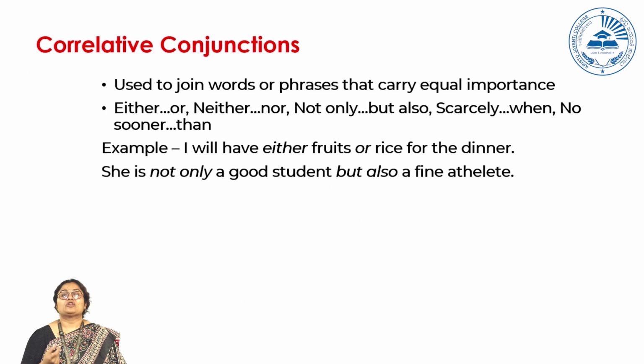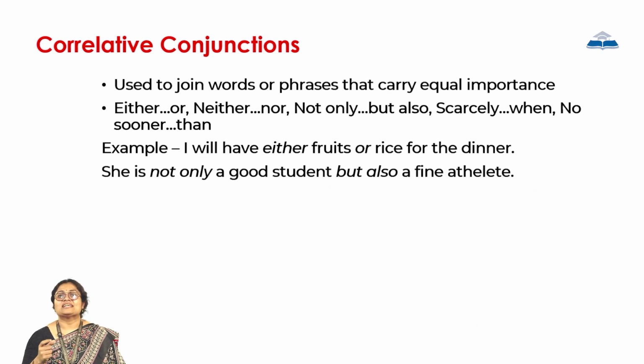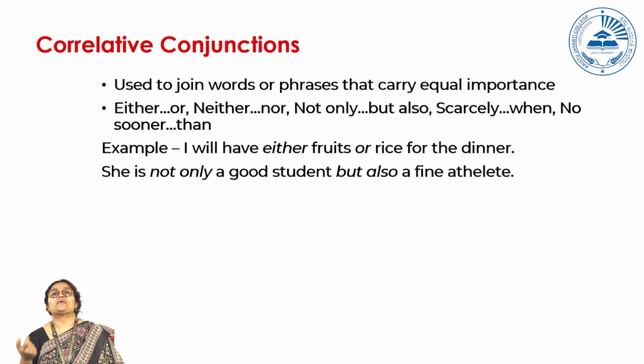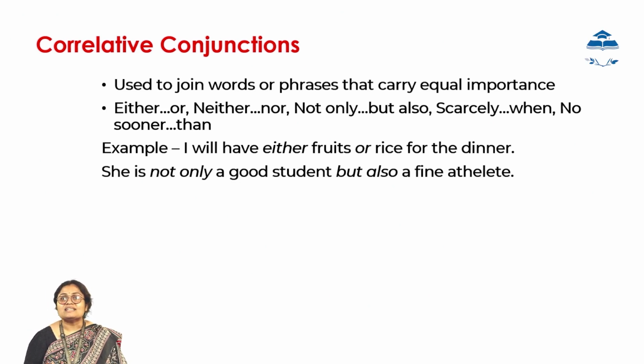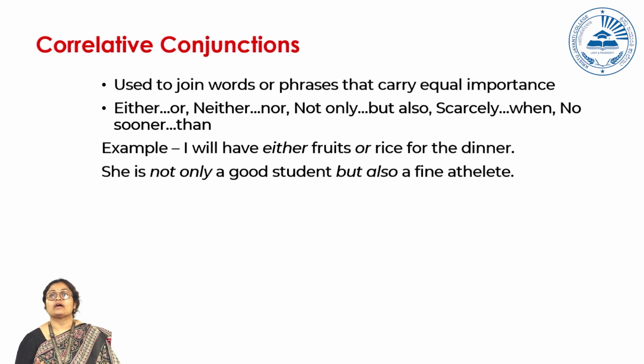So here the combination either or is used to connect two words, fruits or rice. And these two are food items which carry equal importance. So it's an either or choice, right? So in order to join words which carry equal importance, we are using the correlative conjunction in a pair, either or. So we will look at one more example.